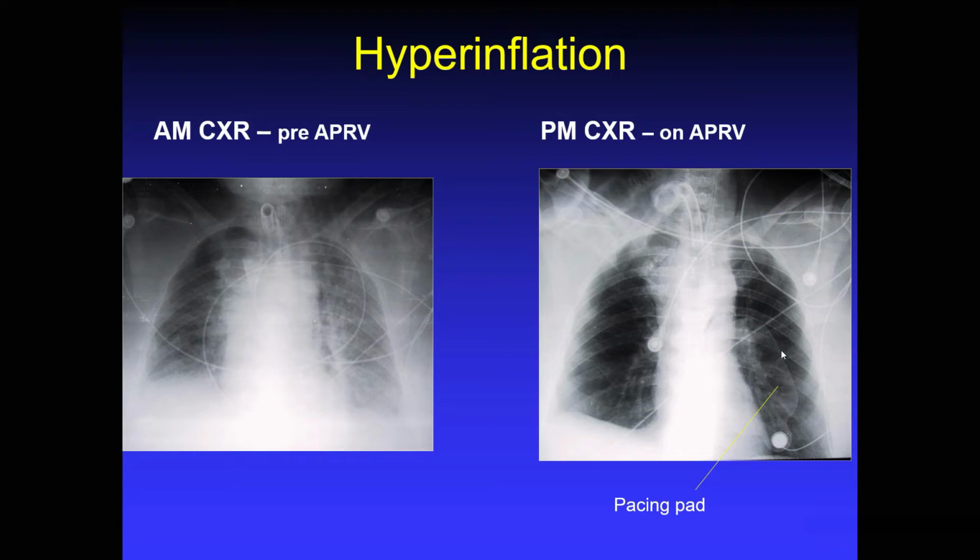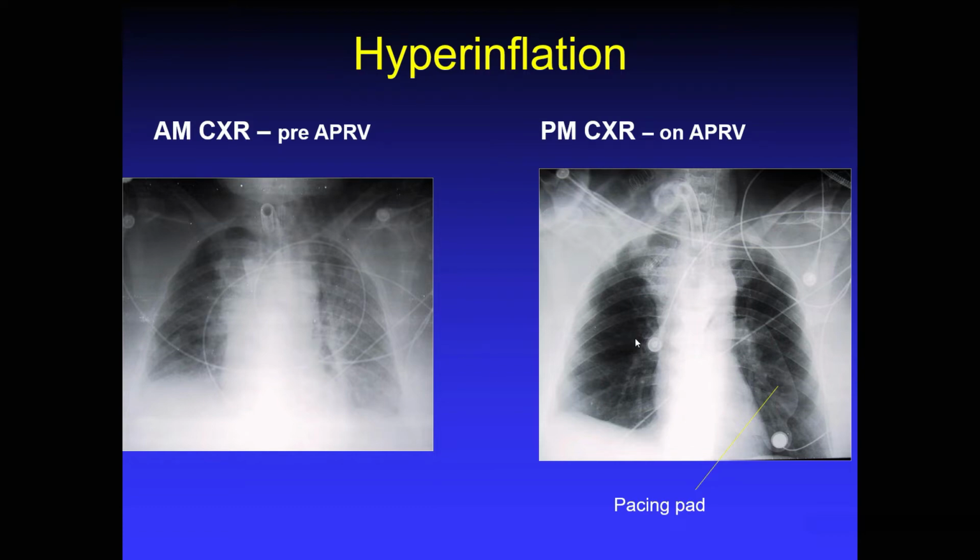And obviously the chest x-ray will show you pneumothorax, which this kind of looks a little bit like here, but this is actually just a pacing pad in this picture. But if you don't see a pneumothorax, but you do see abnormally cleared lung fields, then what you're likely dealing with is acute hyperinflation. So with this, you see the difference between the two chest x-rays here.